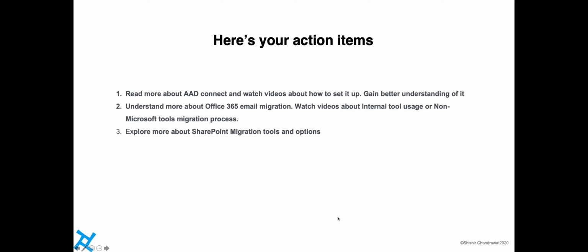Understand more about Office 365 email migration. Watch the videos about the internal tool which I showed you how to use, or look at the non-Microsoft tools like MigrationWiz or SkyKick or other tools which are available. Explore more about SharePoint migration tools and options. So think more about how SharePoint migration happens. Have a look at ShareGate, have a look at Mover.io. Maybe just go ahead and do a quick migration from your Google Drive to Office 365 OneDrive, and yeah, you will really like it that you accomplished a migration.